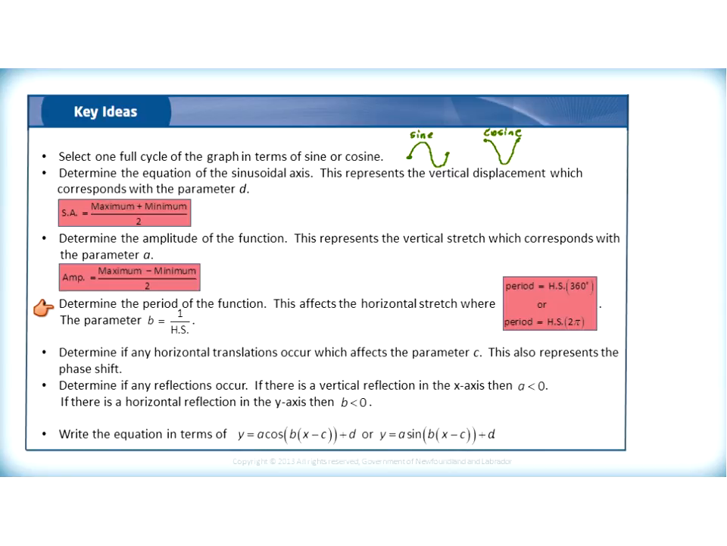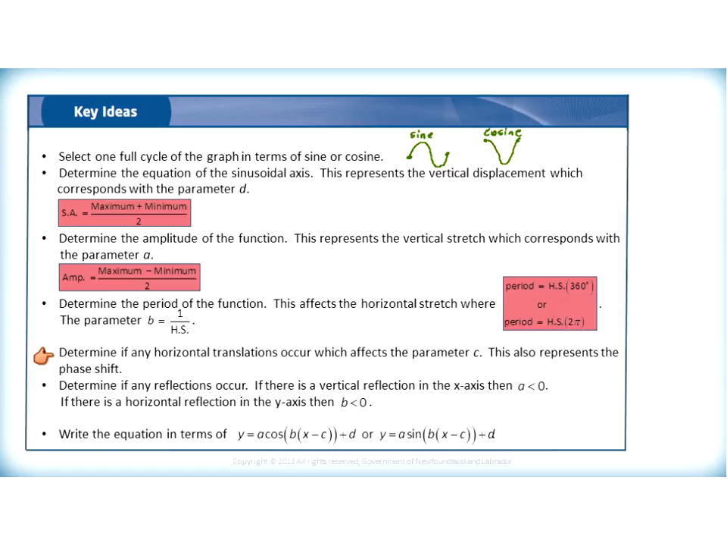Next, you determine the period of the function, which is the length for which one full cycle occurs. This affects the horizontal stretch, where the period is equal to the horizontal stretch multiplied by 360 if you are using degree measure, or the period is equal to the horizontal stretch multiplied by 2 pi if you're using radian measure. And whatever the horizontal stretch is, the value of B is the reciprocal of that. So B is the reciprocal of the horizontal stretch.